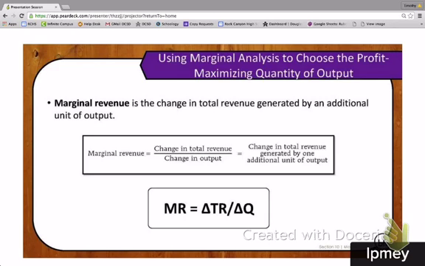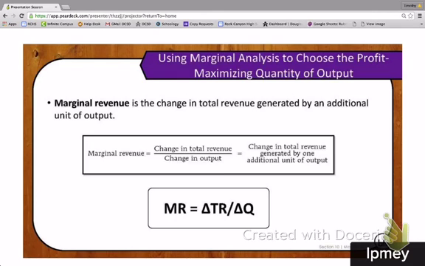Marginal revenue is the change in total revenue divided by the change in output. Or we could say it's the change in total revenue generated by 1 additional unit of output. Similarly, marginal cost is the change in total cost divided by the change in output, or the change in total cost generated by 1 additional unit of output. So if output is changing by 1 unit at a time, marginal revenue will just equal the change in total revenue, and marginal cost will just equal the change in total cost.